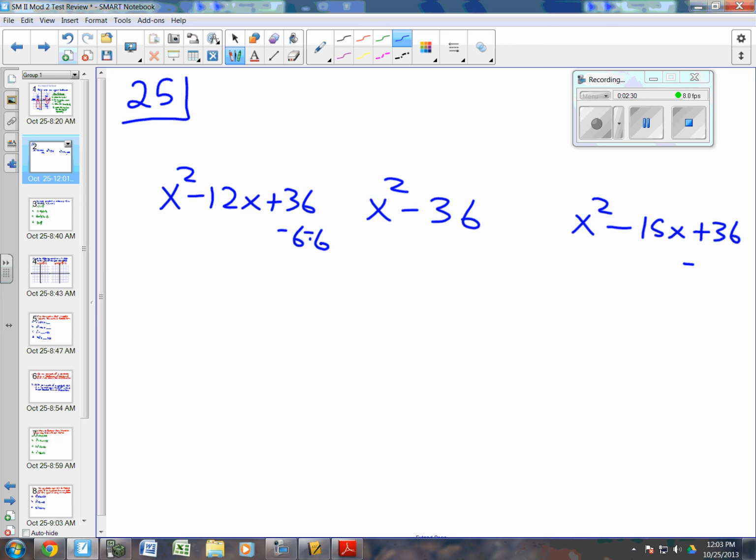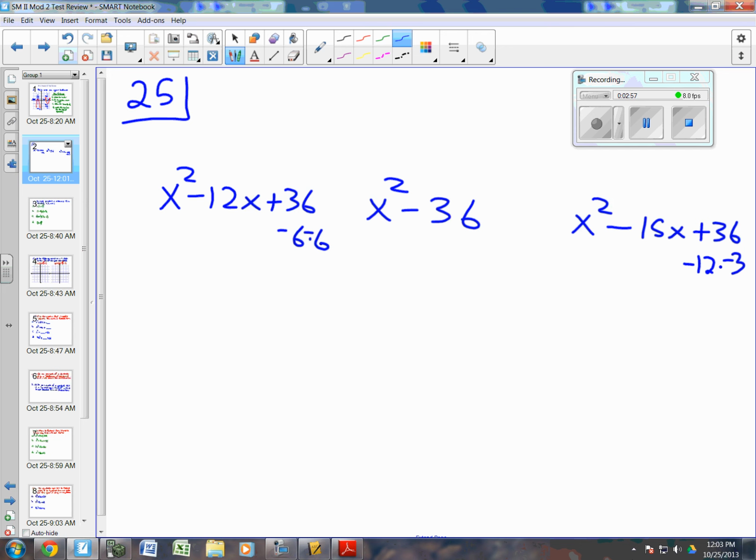Okay, negative 12 times negative 3, because negative 3 times negative 12 is still 36, but they add up to negative 15. And so you have to find the numbers that multiply to get the last number and add to get the middle number. And so sometimes those are different numbers. There's more factors of 36 than just 6 times 6, right? 12 times 3, and so forth.